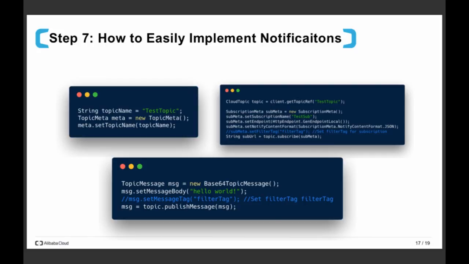From the receiving perspective, we'll create a cloud topic object with the reference of the same topic name, and then we'll create a subscription meta object, and subscribe with some subscription name. Then we'll set the endpoint, getting the endpoint from the console, and make sure that the content we are getting is JSON, and then we'll subscribe using that subscription meta object. This will make sure that whenever we get a new notification or new message, it will be pushed back into our app.